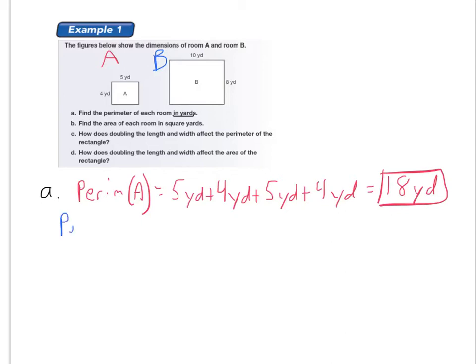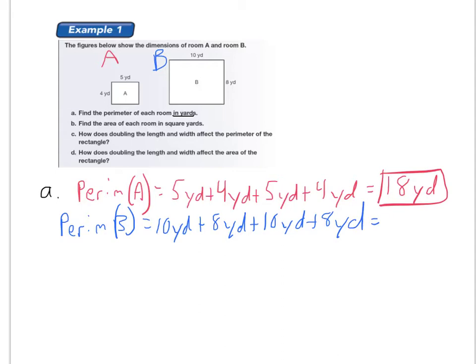Then we need to find the perimeter of B. Well, B is 10 yards plus 8 yards plus another 10 yards, plus another 8 yards. If we add all that up, 10 and 8 and 10 and 8, that's 36. Yards plus yards plus yards plus yards is more yards. Just like A's plus A's gave me more A's, yards plus yards give me more yards. So that's letter A. We found the perimeter of each room in yards.